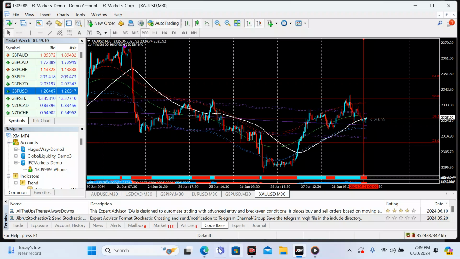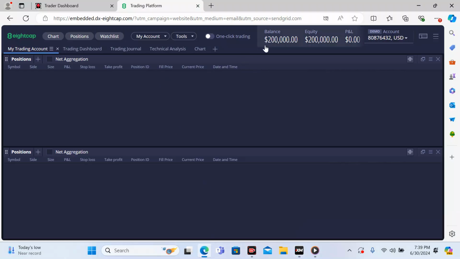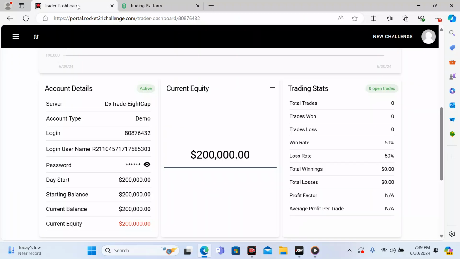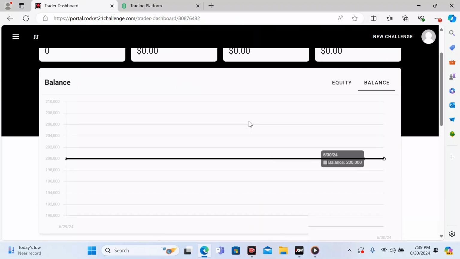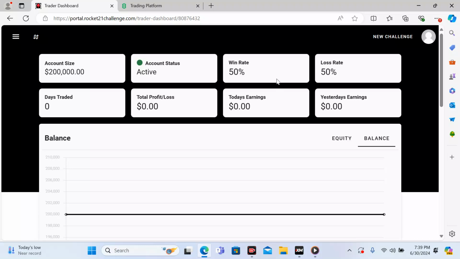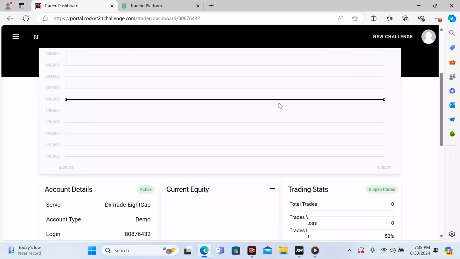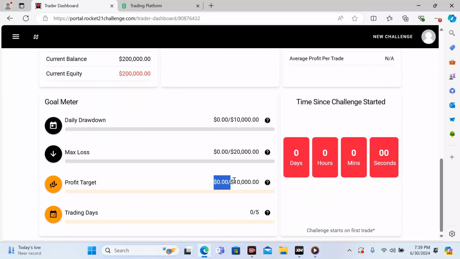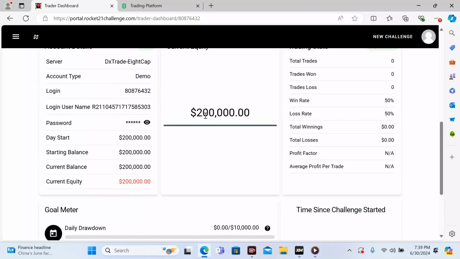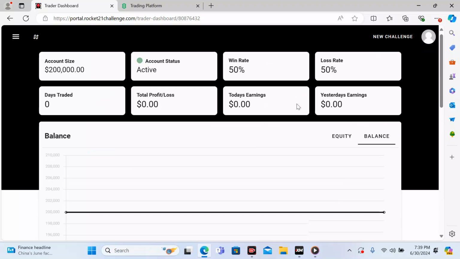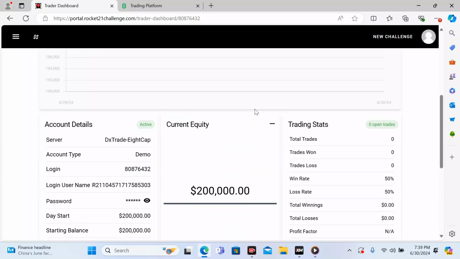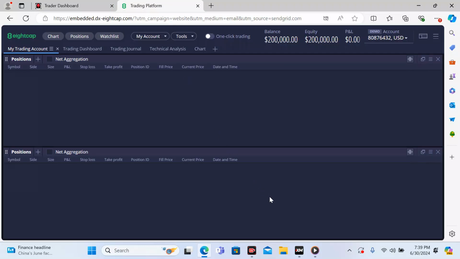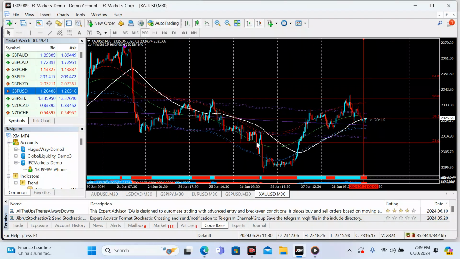Let me show you guys the phase 2. So right now, this is the phase 2 account. As you can see, the balance is 200,000. I don't know why the win rate says 50-50. I have no idea why it says that. But this is the profit target right here, and we are done, okay? So let's see what we get for July. Let's see if we get any setups to pass this thing and get live. So again, right now we are dead, guys.